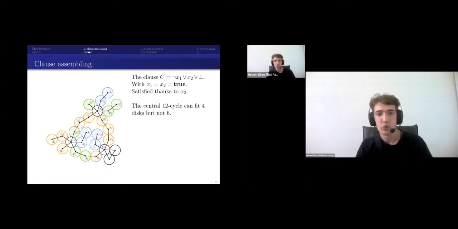Here is how to assemble a clause. In particular, this clause here is not x1 or x2 or bottom.